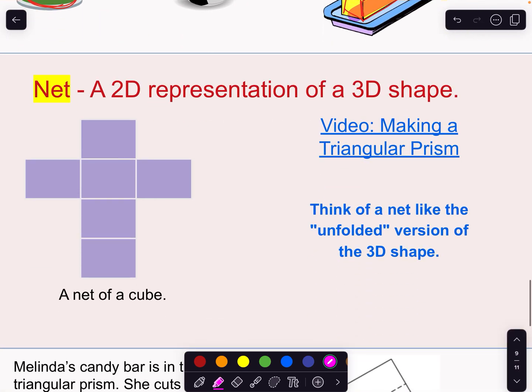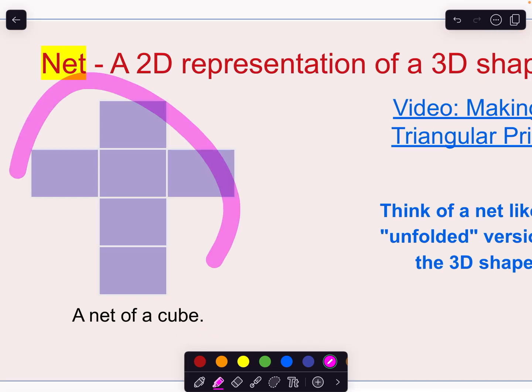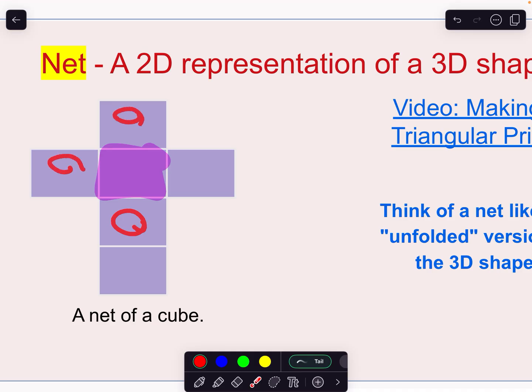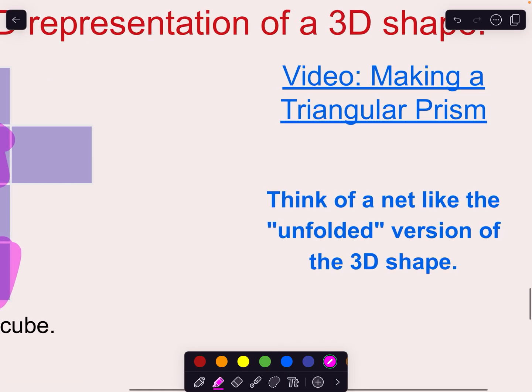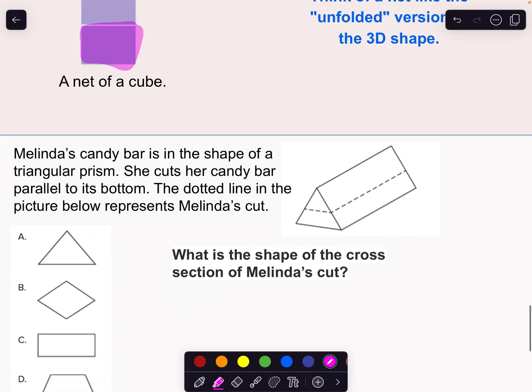Okay, a net. A net's a 2D version of a 3D shape. So here's a net of a cube. Think about it like if you took it and unfolded it, it would look like this, right? This would be the base. This would be the front and the back, the left and the right, and then the other base would go right here, and you would wrap it up, and that would be the two bases. So think of a net like the unfolded version of a 3D shape. It's like you took that shape and just unwrapped it, like if it's made out of cardboard or something.